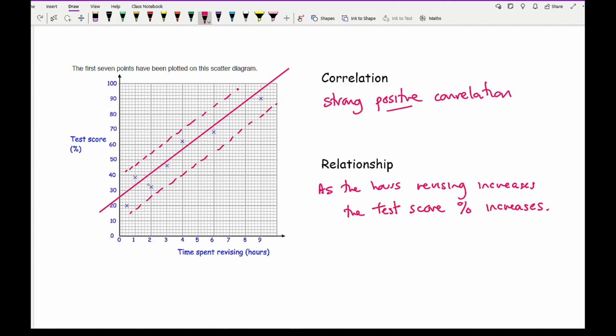So again, just make sure that when you're given this test, you could get asked both of these 2 types of questions on exams, but more often than not, you may only get asked one. And it's always important that you recognize the difference between describing the correlation and describing the relationship. Now, we'll put some practice questions in the description below for you to practice everything that's covered in this video.